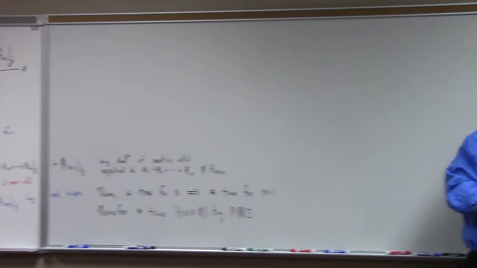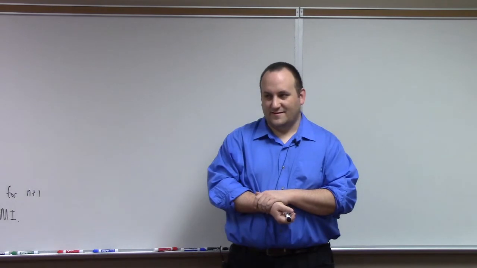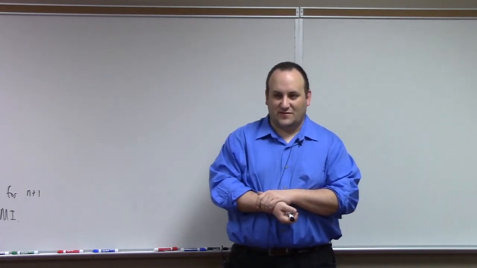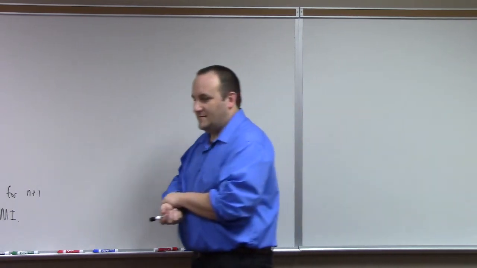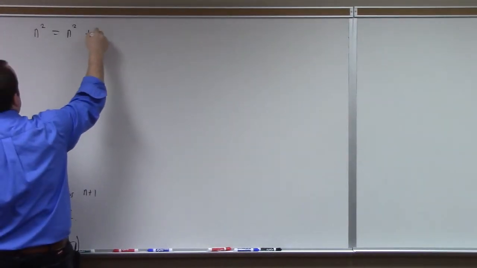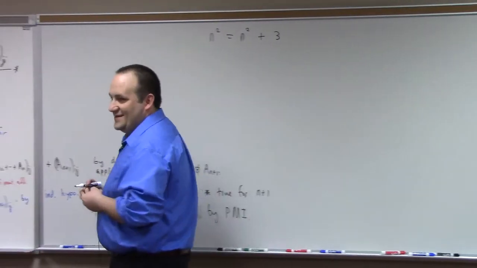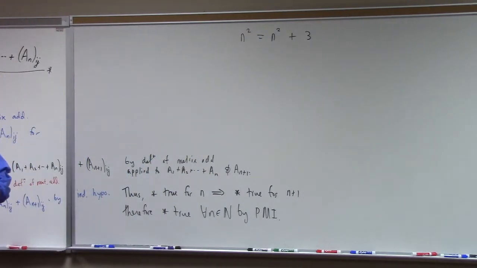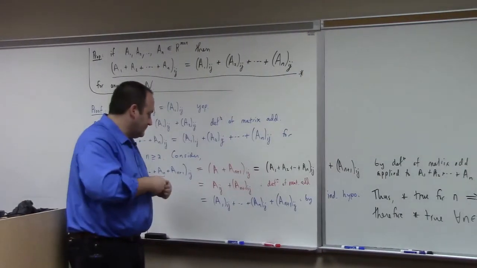A way to create an example which is false is you just take an equation which is not true, something like n squared equals n squared plus 3, or something like that. Assume it's true for n. You can prove it's true for n plus 1, but it's not true ever for any of the base cases. So neglecting base cases can get you in trouble. But yeah, it's not especially interesting.